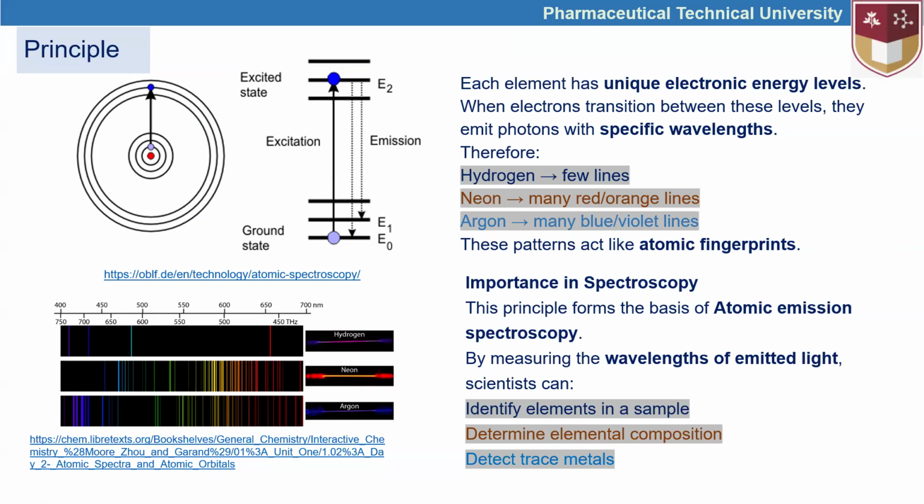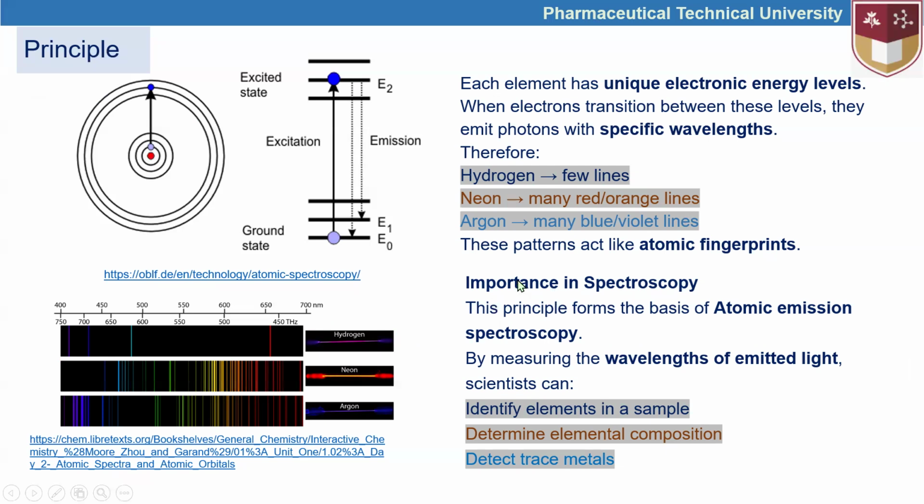Each element has unique electronic energy levels. When electrons transition between these levels, they emit photons with a specific wavelength. Therefore, hydrogen has few lines, neon has many red and orange lines as indicated here, and argon has many blue and violet lines. These patterns act like an atomic fingerprint. So every single atom has its atomic fingerprint.